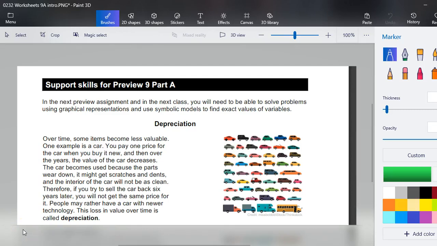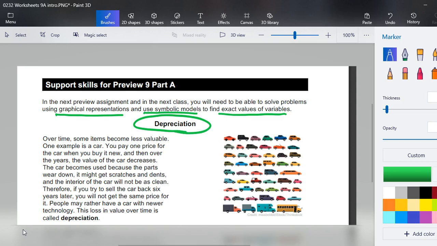Welcome back. We're now at Worksheet 9A. In the next preview assignment and in the next class, you will need to be able to solve problems using graphical representation and use symbolic models to find exact values of variables. We're going to start with depreciation.